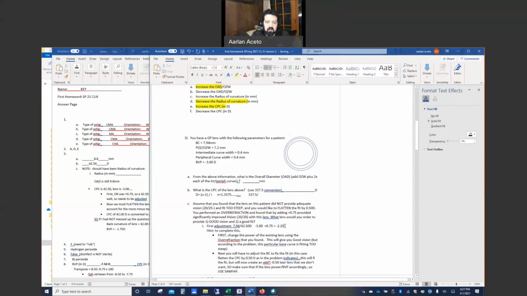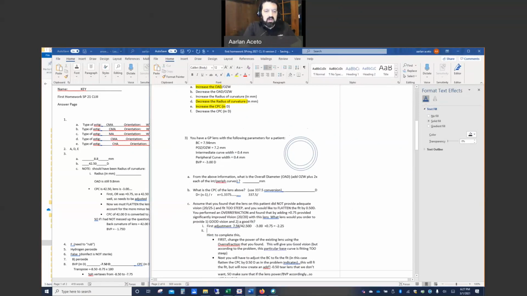So in the next one, second adjustment, we said, well, we have to flatten the fit. So how do we flatten the fit by a half a diopter? We're going to make this a 42.00. That makes it flatter. But now we have to SAM-FAP, and it was a -2.25, but we have to adjust the SAM-FAP by steeper add minus, flatter add plus.